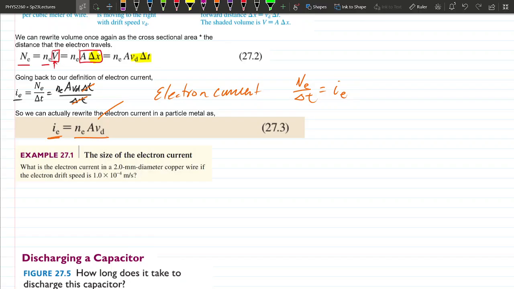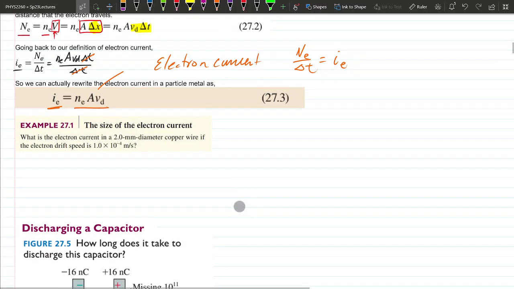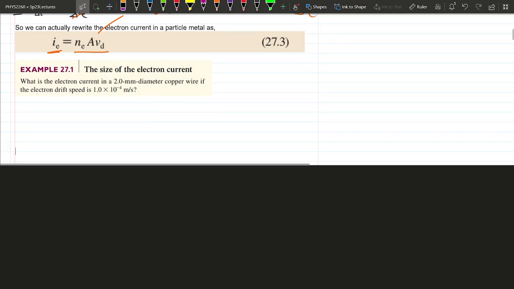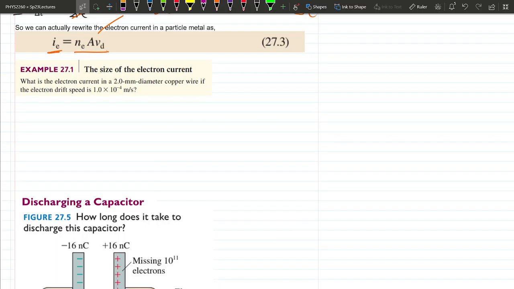So we're going to just do a quick example of that just to remind us how this equation works. In this little example from the first thing in the chapter, let's try to calculate the electron current in a 2 millimeter diameter copper wire. It's a pretty thin wire, but pretty reasonable. If the drift velocity is 1 times 10 to the negative 4 meters per second. Okay, so it doesn't seem like we're given all the information we need, but there is actually a little bit more than what meets the eye here.